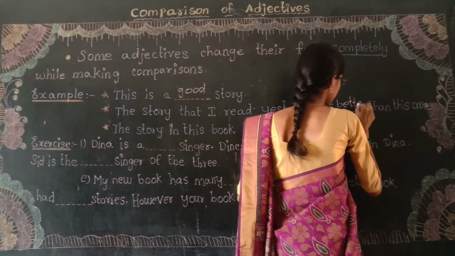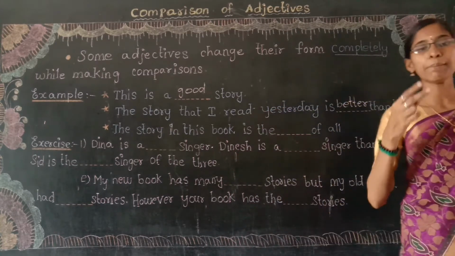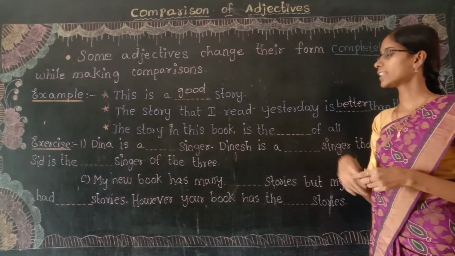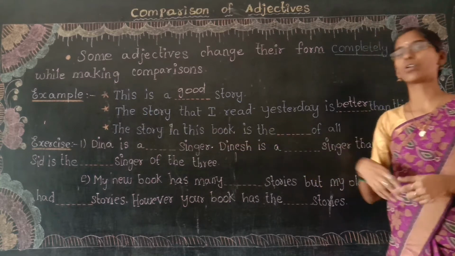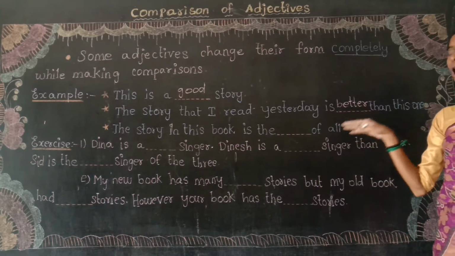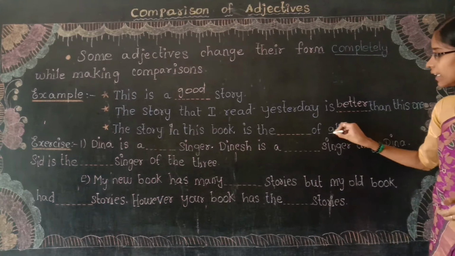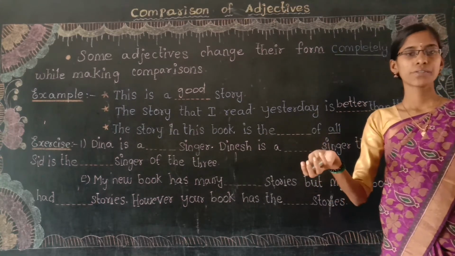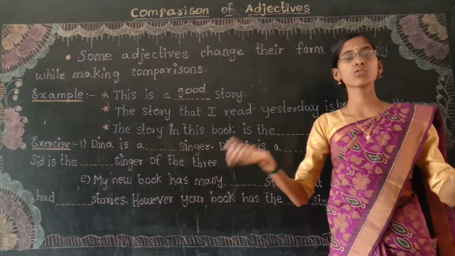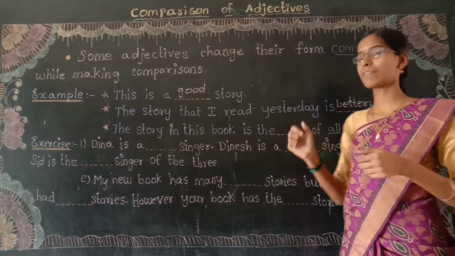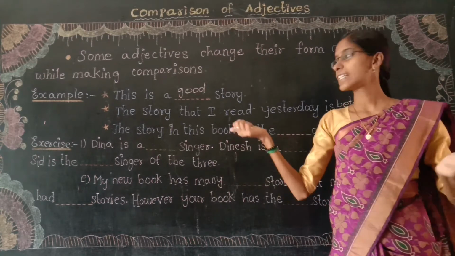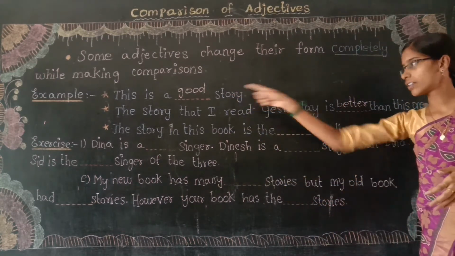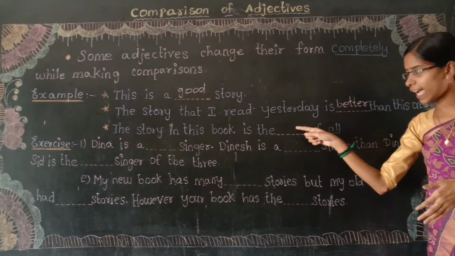Better. While we are comparing two things, it changes into better. And the third, the story in this book is the dash of all. So see the keyword here. Here we are making comparison with all the stories, right? So it is more than two stories because we are comparing with all the stories. So it is a third form. So we have to change good, better, and what may be the answer to it?